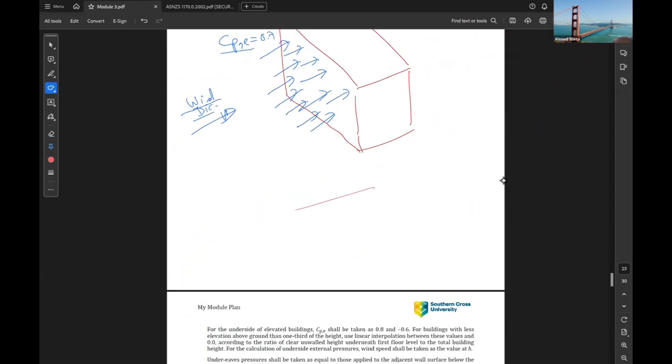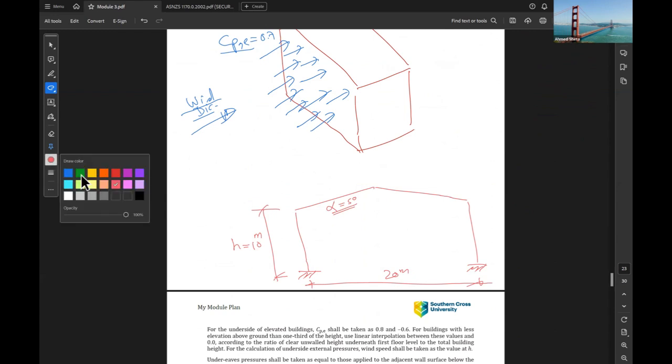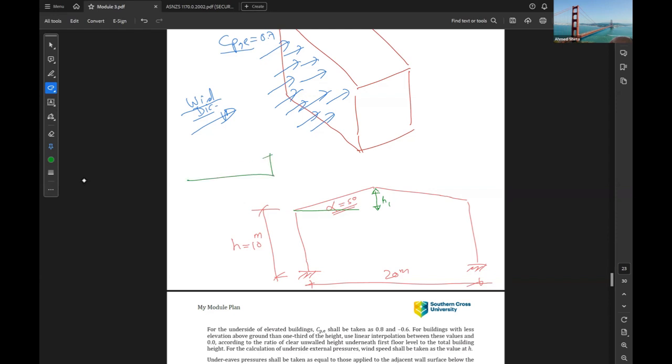For example, if we have this frame, and the height given is 10 meters, and this is 20 meters, and this alpha equals 5 degrees. So you will need to use the alpha to find this height, for example H1, using the trigonometry calculation.